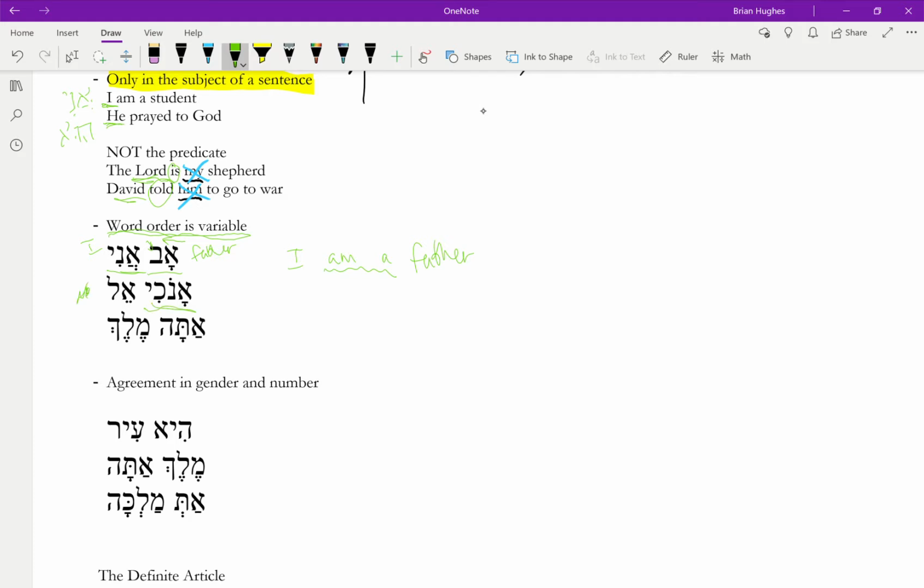So anochi el, anochi el. Well, this is "I am God." Please understand I'm using this as an example, not as an autobiographical statement. I am not God. So these examples are showing you can have the pronoun after, or you can have the pronoun before. And here's another example of it being before: Ata melech. Ata melech. You are king, or you could say a king, if you can read my writing.